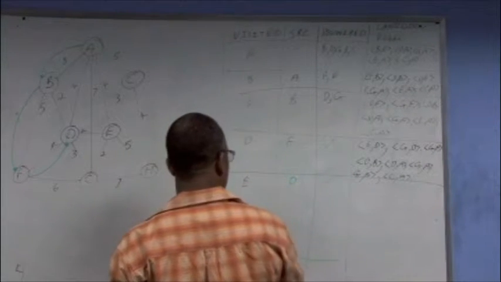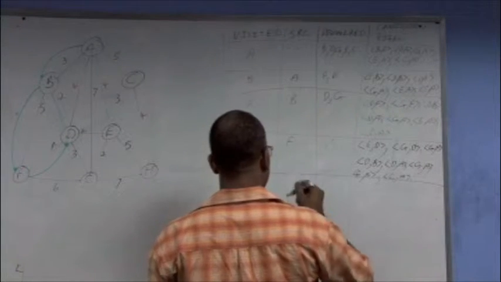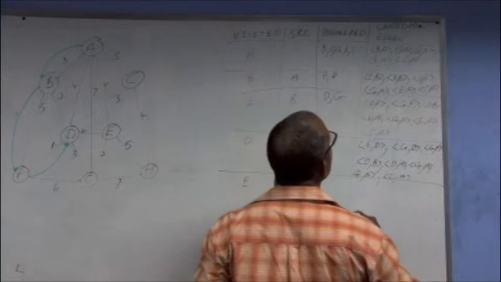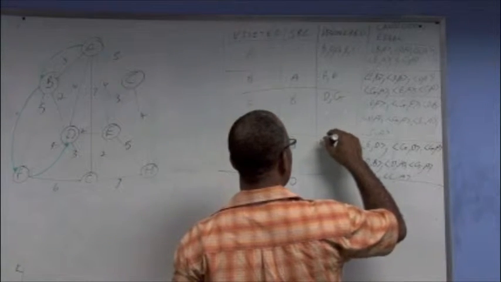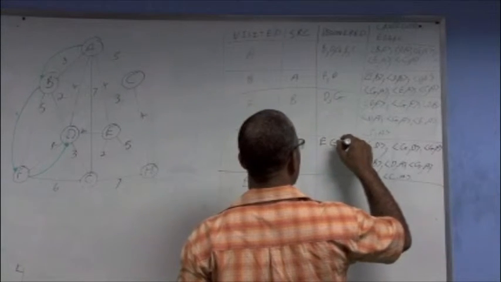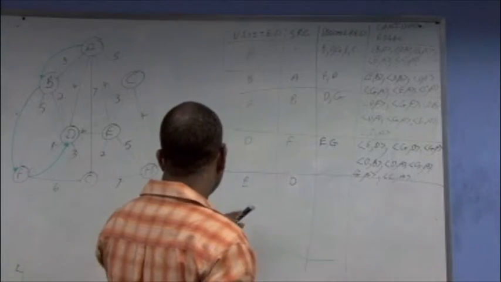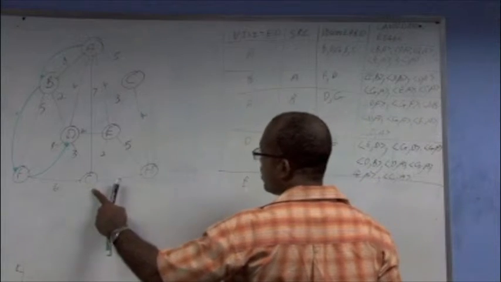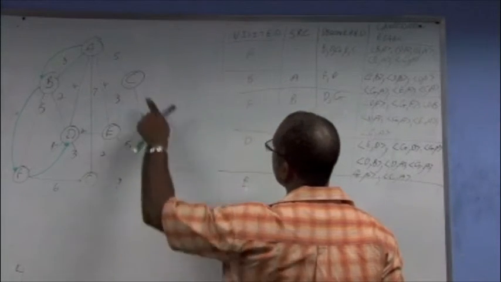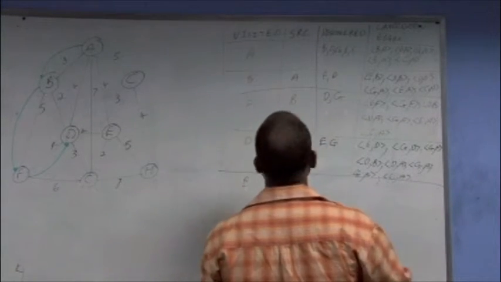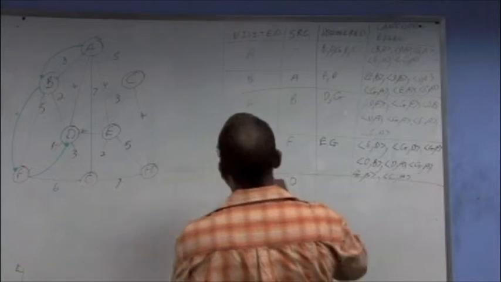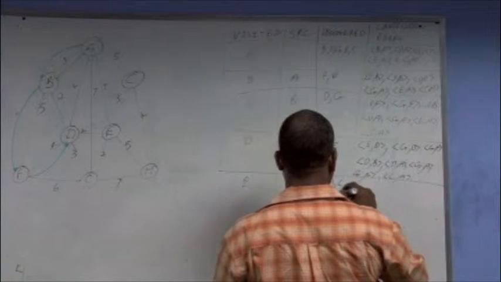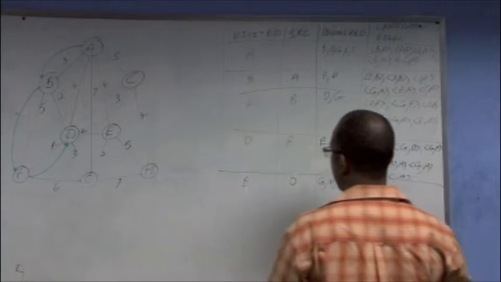So from E, we can see G, H, and C. So we're going to discover G, H, and C. Those nodes will then be added.